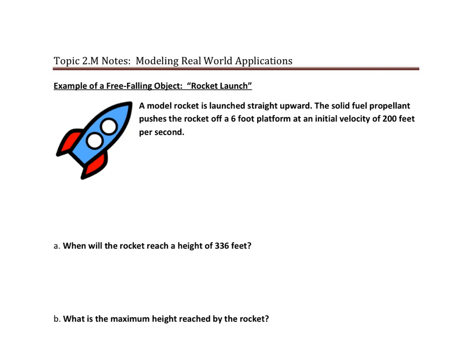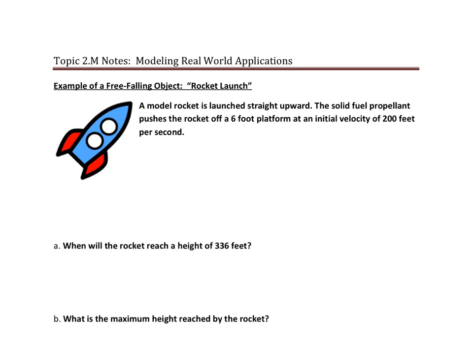One thing I want to point out here is that the example talks about fuel propellant, and that's what's pushing the rocket off the platform. And I want you to think of this rocket as initially being lifted off the platform by this fuel. However, as soon as it's lifted off, in other words, right after launch, it is under the force of gravity. It's no longer being propelled by any kind of engine or fuel at that point. If it were, we could not use this free-falling physics model for this problem.